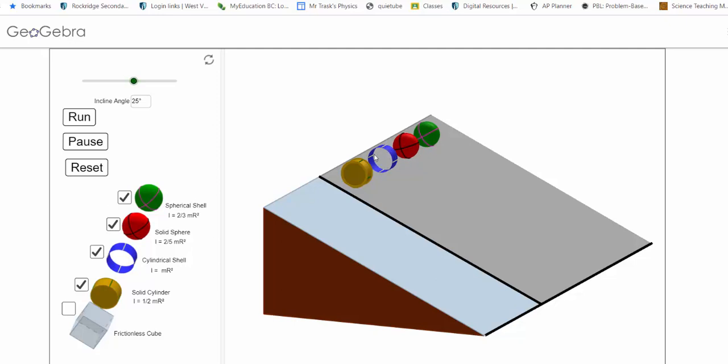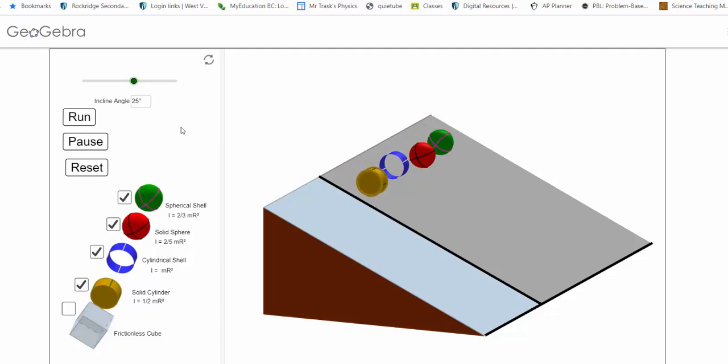The blue one is a ring, so a cylindrical shell, and then the gold one there is a solid cylinder, so it's like a can of tuna. And again, for the sake of purposes, let's assume they all have the same radius. Now, if I let this go and I ask you which one is going to win the race, I would expect many of you would predict, well, I think it's going to be a tie.